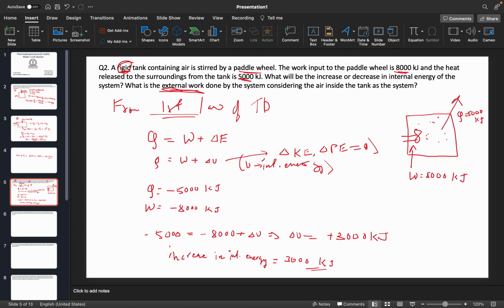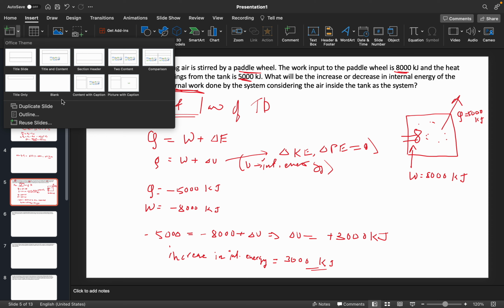Okay, and it will not get any displacement. So if the boundary is not getting any sort of displacement, then the displacement work, or whatever work the system is doing on the surrounding, will be zero. That is why this external work done by the system, considering the air inside, is equal to zero.